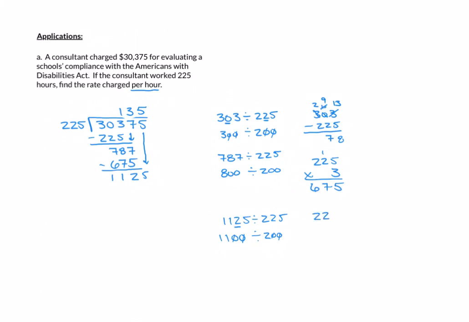So if we multiply by 5, we get 5 times 5 is 25. 5 times 2 is 10, plus 2 is 12. 5 times 2 is 10, plus 1 is 11. Subtract, we get 0. We still need to include our correct units. And so remember that this is find the rate charged per hour. So this is $135 per hour.